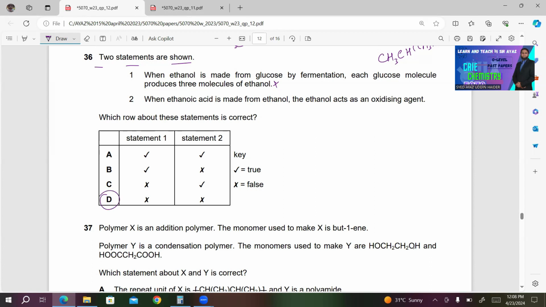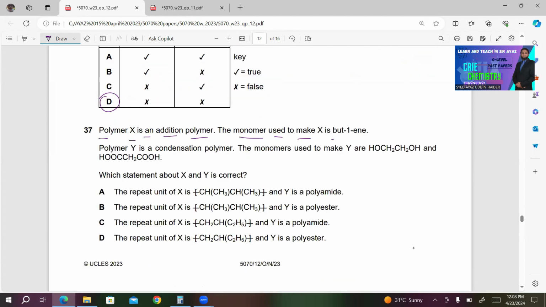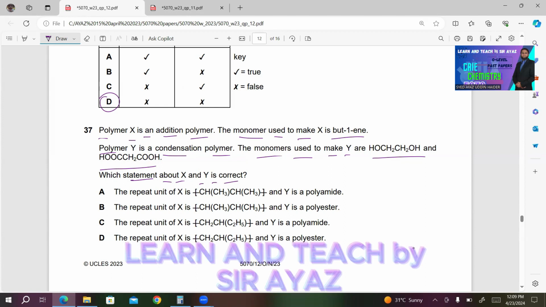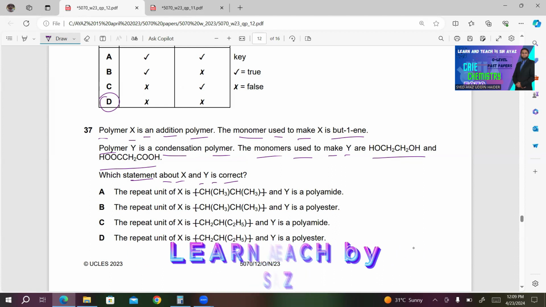37. Polymer X is an addition polymer. The monomer used to make X is but-1-ene. Polymer Y is a condensation polymer. The monomers used to make Y are HOCH2CH2OH and HOOCCH2COOH. Which statement about X and Y is correct? A, the repeat unit of X is CH, CH3, CH, CH3, and Y is a polyamide.